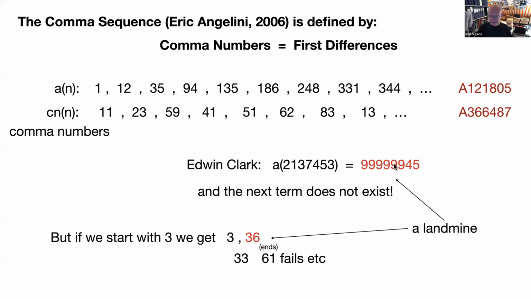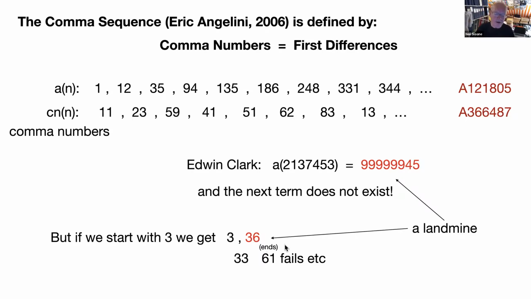999999945 is a landmine. When you get to that, that does not have a common number, so the sequence has to end. Let me show you a simpler example. Suppose instead of starting with 1, we began with 3. Okay, what's the common number? Well, it's 30-something, and 33 works, and 3 plus 33 is 36. So starting with 3, the next term is 36.